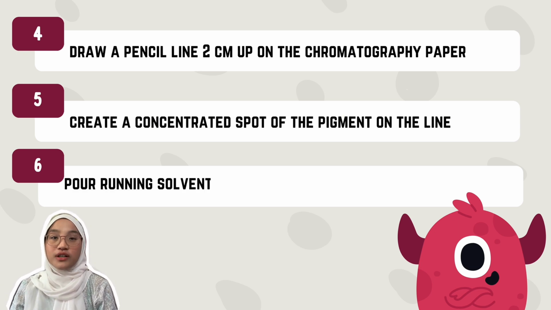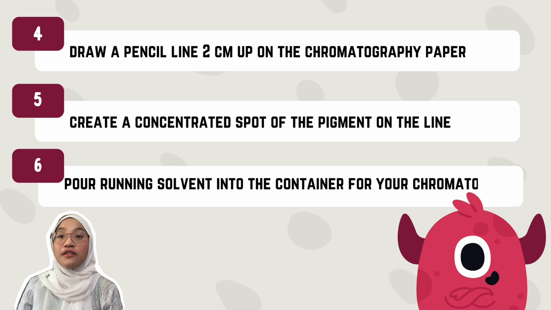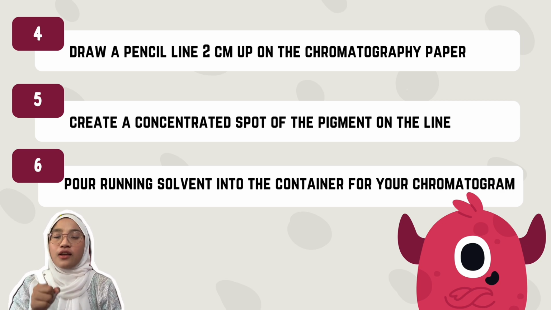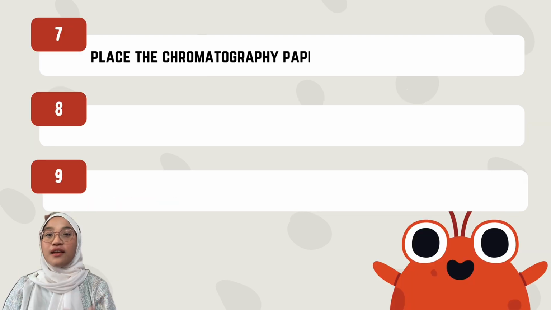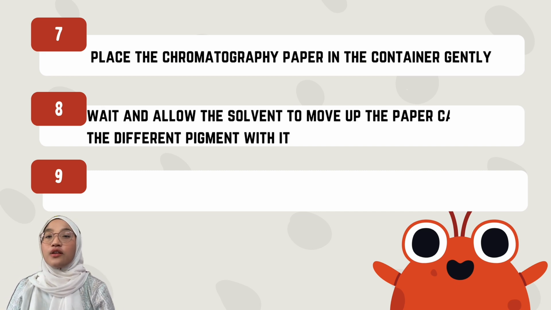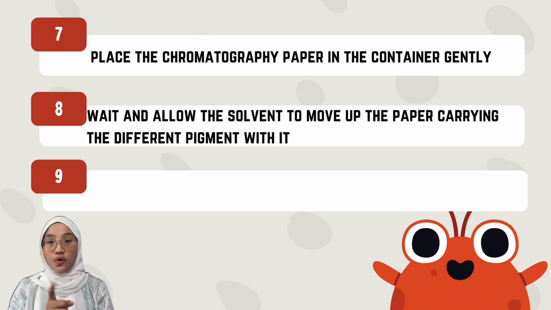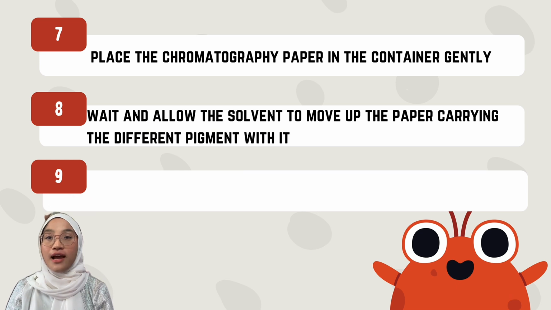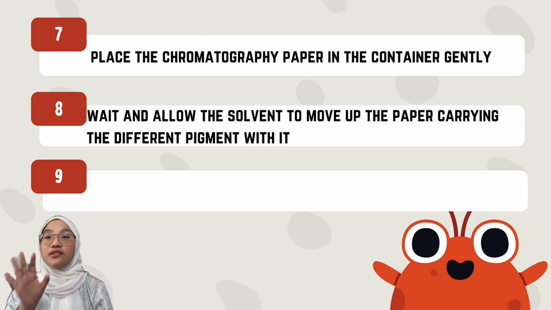And then pour a running solvent into the container for your chromatogram, and ensure that the solvent does not go above where the pencil line is on the paper. Seven, place the chromatography paper in the container gently. Eight, wait and allow the solvent to move up the paper carrying the different pigments with it. Also, it is important to keep an eye on the solvent front, because the pigments will stop at different distances relative to how far the solvent front goes.